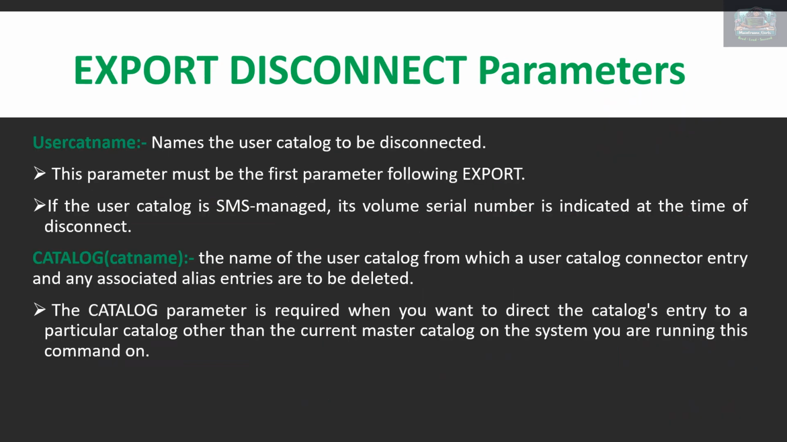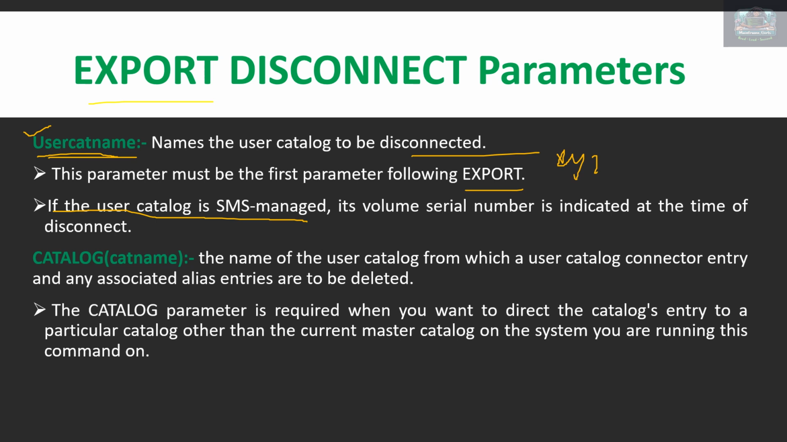Coming to the parameters, there are only three parameters here, and they are very important. Normally you have to specify export, which is a required parameter. After that, the user catalog which you want to be disconnected. So you will be giving the user catalog name which has to be disconnected. The first parameter will be export, and the very next parameter will be the catalog name, which can be some XYZ, ICFCAT or anything.